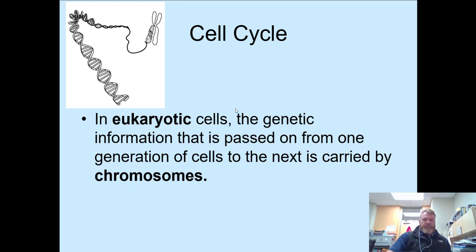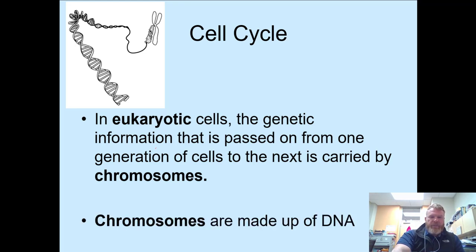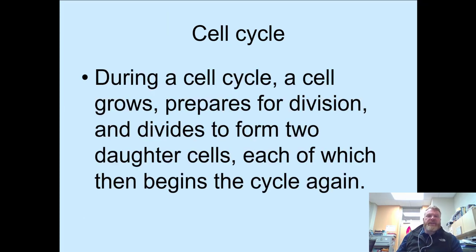All right, so in eukaryotic cells, remember eukaryotic cells, something that has a nucleus and membrane-bound organelles, the genetic information is passed from one generation to the next. This is done via chromosomes. Okay, we'll get into more DNA and RNA and all that kind of stuff in a little bit.